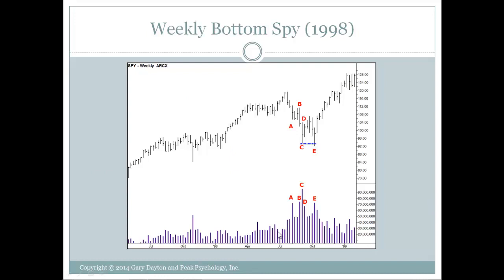Okay, we're back recording again from the break. So here's a bottom from the S&Ps, and this is from 1998. Now, this doesn't look like much of a down move, but this was actually 23% that occurred to the downside in like 2.5 months. It was pretty dramatic at the time.